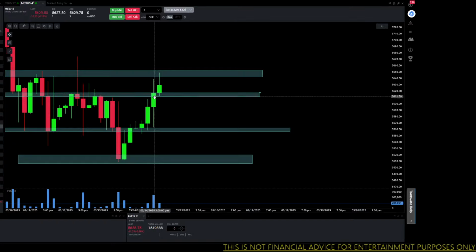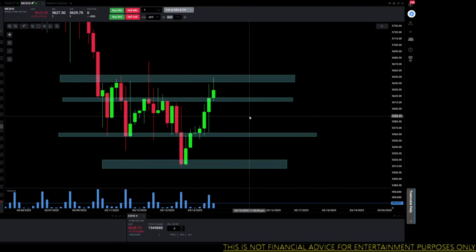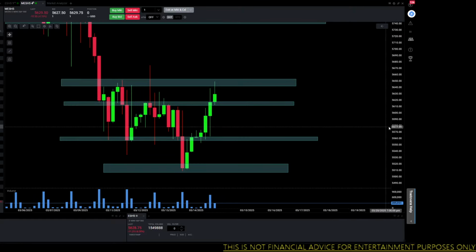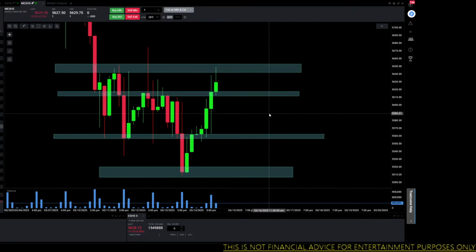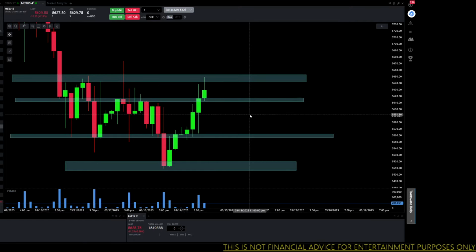Simple as that. Don't make it too complicated. You can use any, like I said, indicator or whatever strategy you have. But if the higher time frame is telling you we are going to the upside, don't go against the trend. Don't play downside when you're going back to the support here.